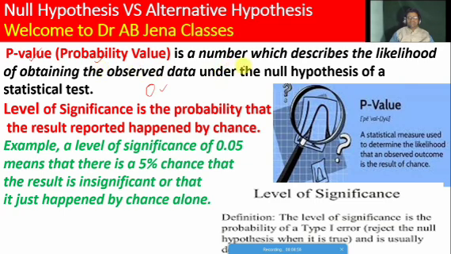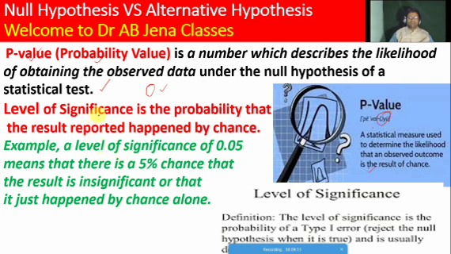So p value is a number which describes the likelihood of obtaining the observed data under the null hypothesis of a statistical test. It is the statistical measure used to determine the likelihood that an observed outcome is the result of chance. That is the meaning of a p value.